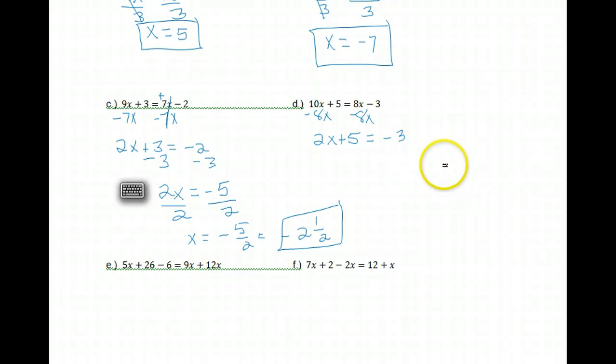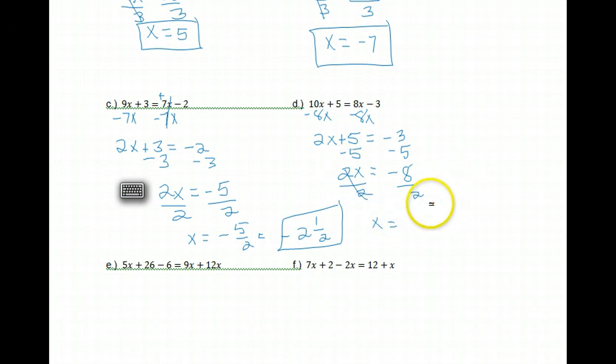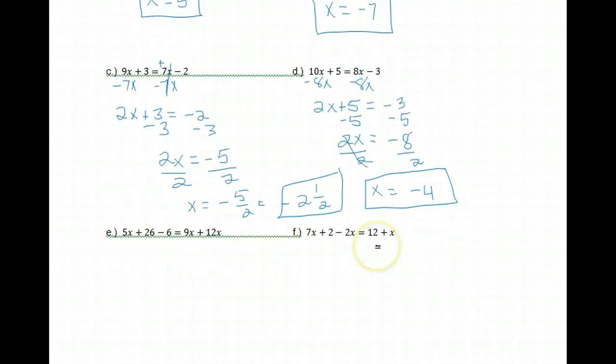At this point, we want to undo the addition. So we will subtract 5 from both sides. And that leaves us with 2x equals, when the signs are the same, you keep the sign and add the number, so we have negative 8. Undo multiplication by dividing. That isolates x. Negative 8 divided by 2 is negative 4. So x equals negative 4.